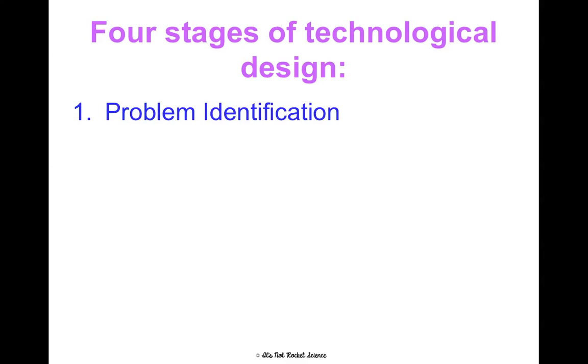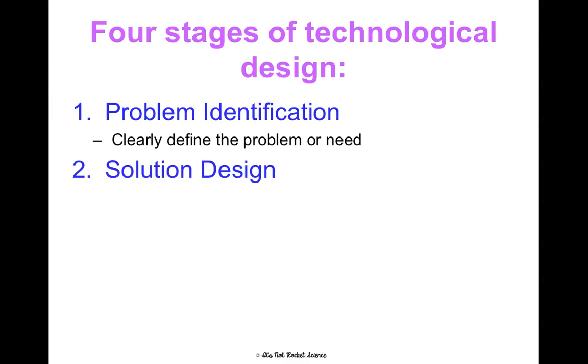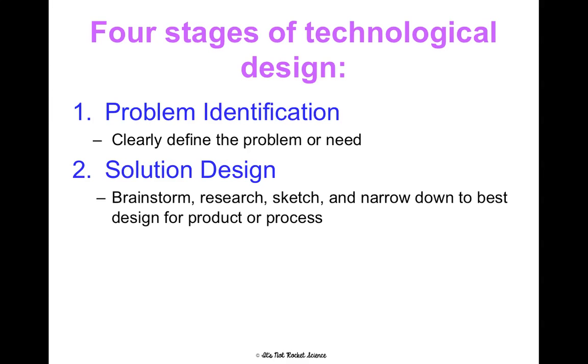Because tech design deals with solving problems, the first step is just to identify the problem. What is going on? This is when you would clearly define what the problem or need is. Second, you're going to come up with some sort of solution and design that. You're going to brainstorm, research, sketch, narrow down, and try to come up with the best design for a product or process to fix this problem. Because again, remember, for technology, we're making a product or a process.